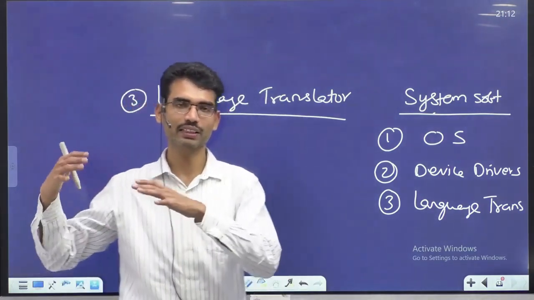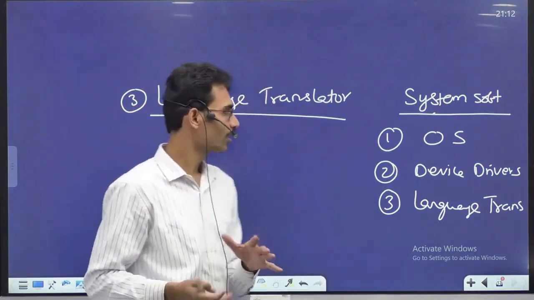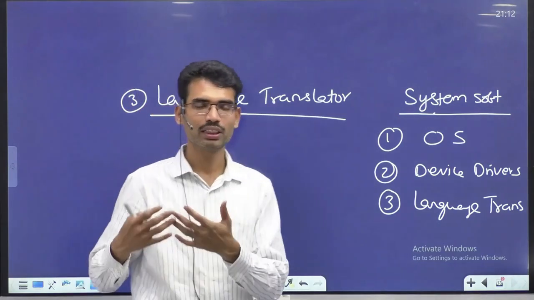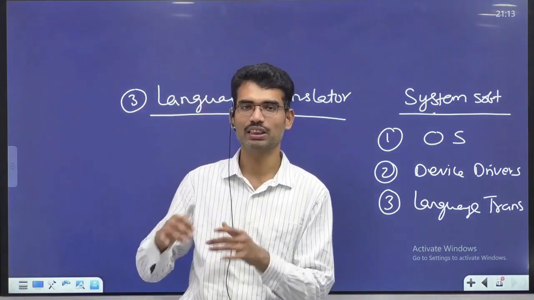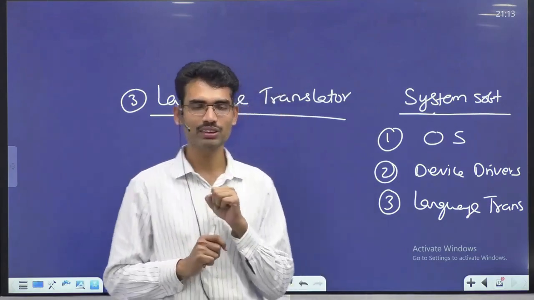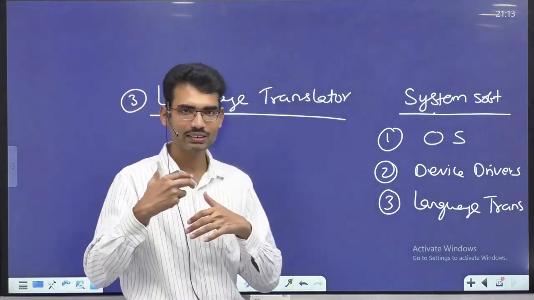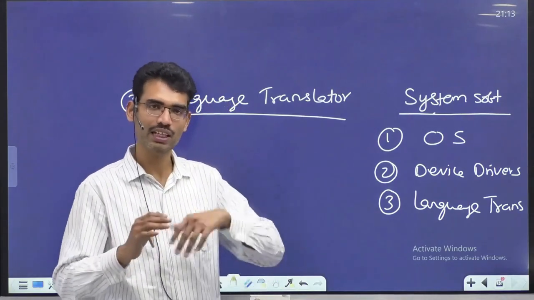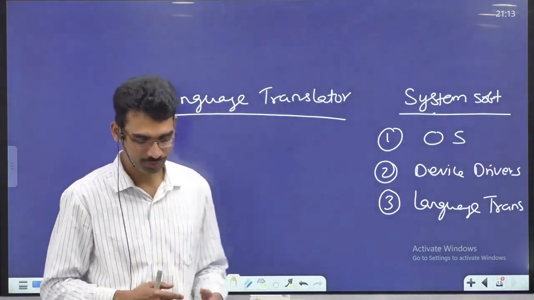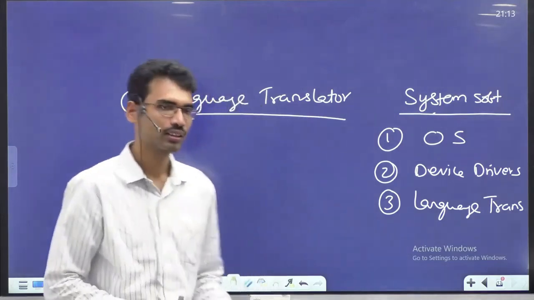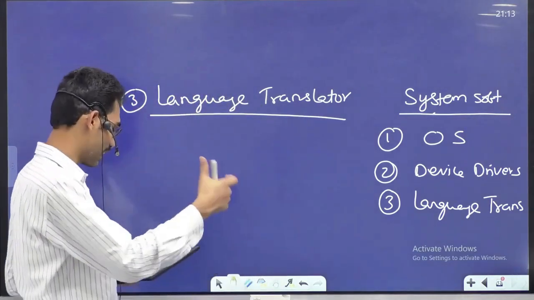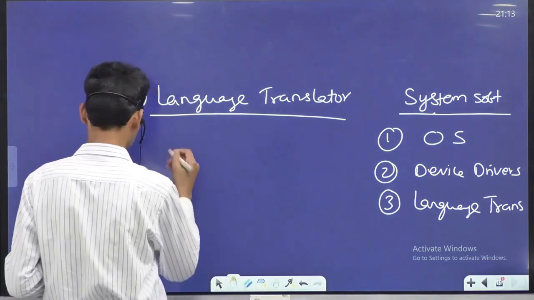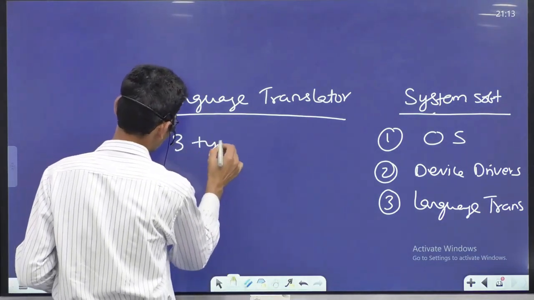Yesterday we have seen this in data representation. But when we are writing the name of a provident fund beneficiary, the computer should translate it into ones and zeros. Every character, every digit has to be converted into ones and zeros. And these are called language translators. There are three basic types.